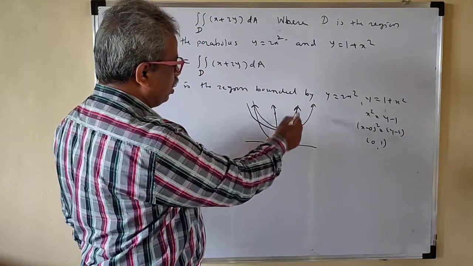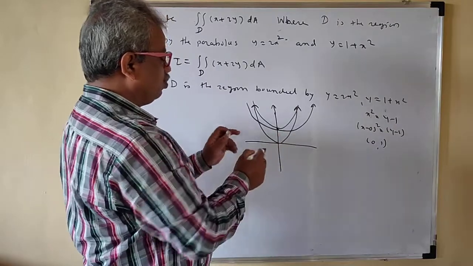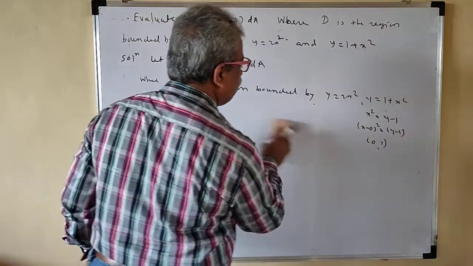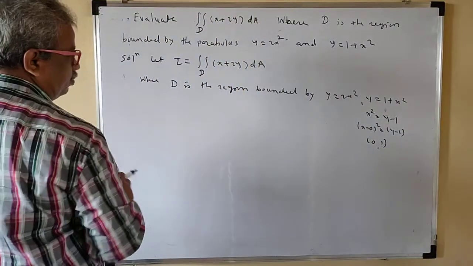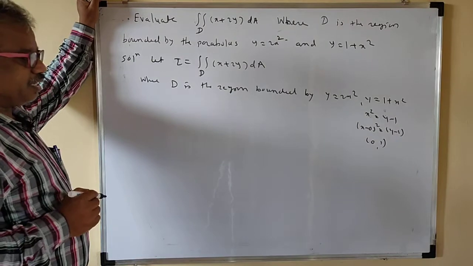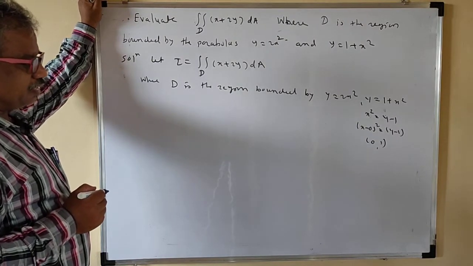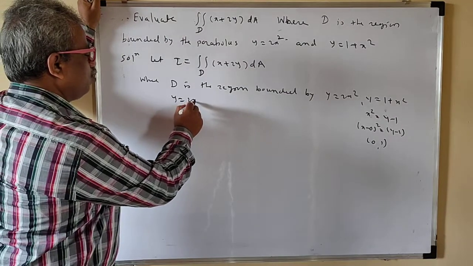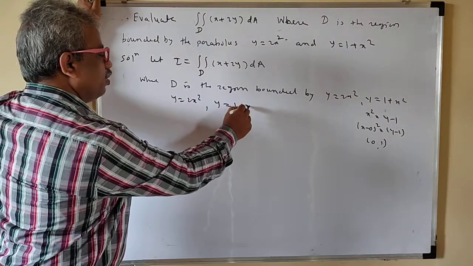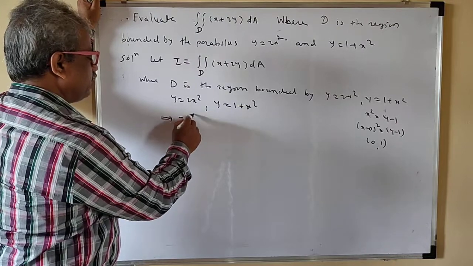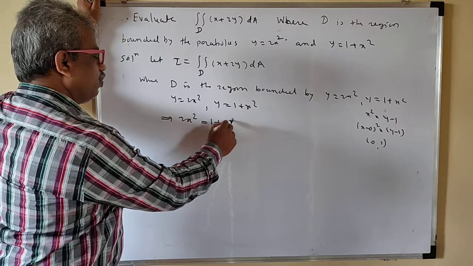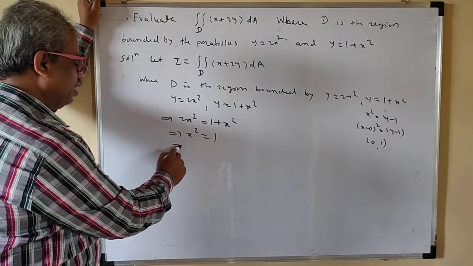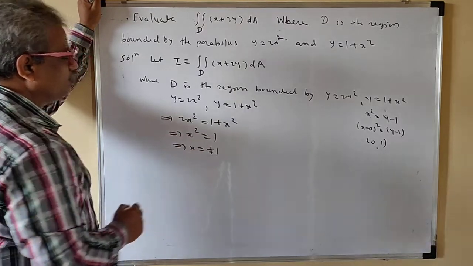Now we want to determine how these parabolas are positioned relative to each other. To draw this, we need to find the points of intersection first. So y = 2x² and y = 1 + x². This implies 2x² = 1 + x², which implies x² = 1, so x = ±1.